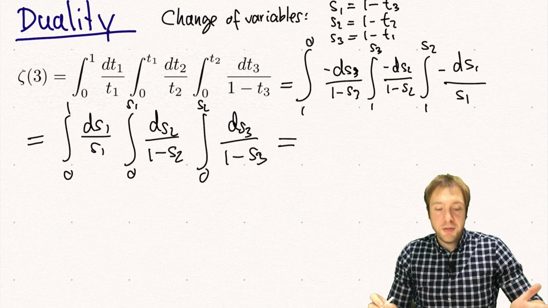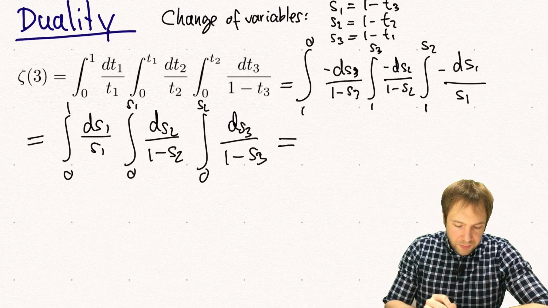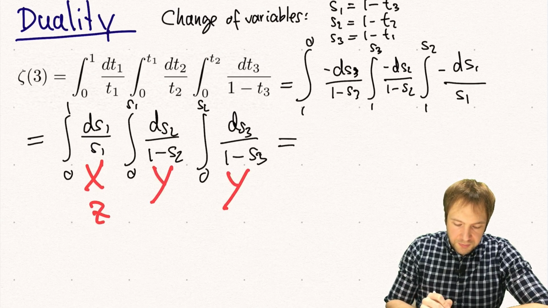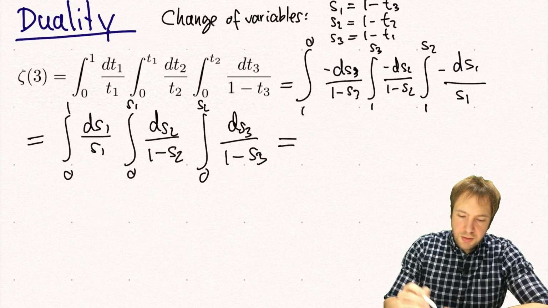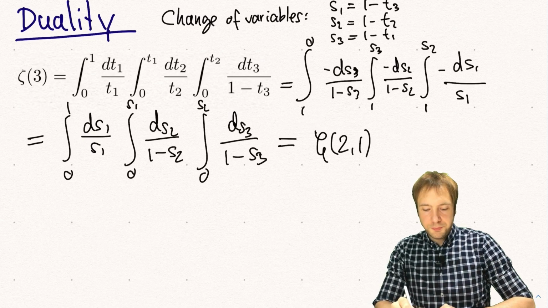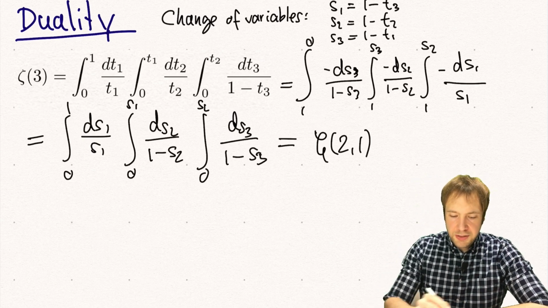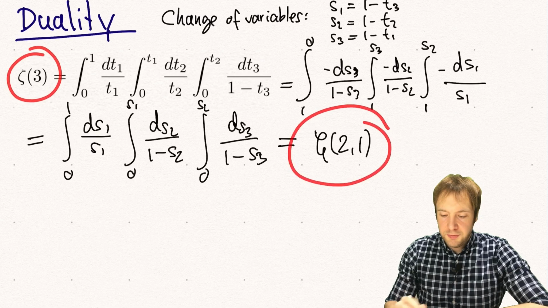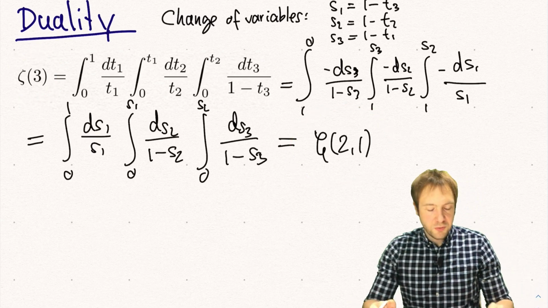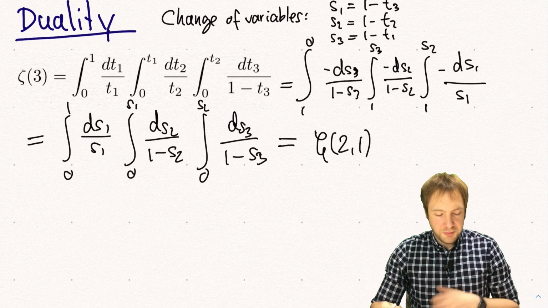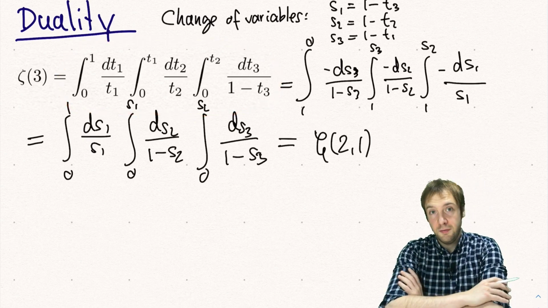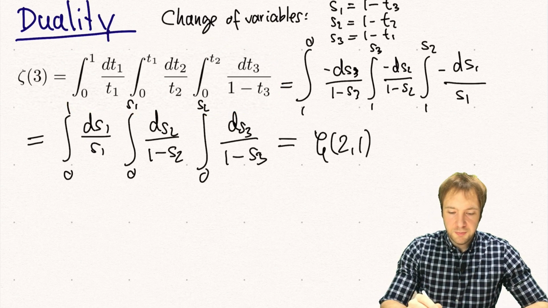And this is again an iterated integral, but now this here corresponds to x, this to y, and this to y. So this is z2, z1. So this is the iterated integral expression of zeta 2,1. And there again we see the relation that zeta 3 equals zeta 2,1, which we proved before by using this telescope sum and using the sum definition, but now we see that this follows directly from this iterated integral expression.